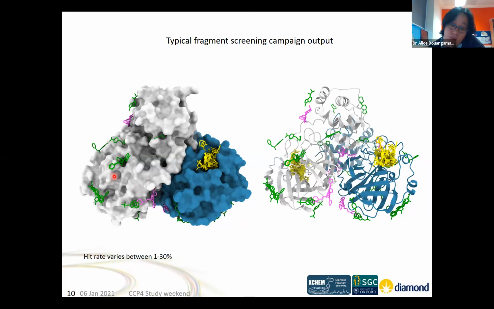So the crystallographer has to review those data, has to assess whether those sites are useful or not, and prioritize, of course. We tend to have a hit rate that varies between 1 and 30%, depending on the project.